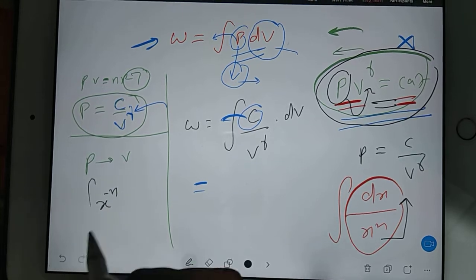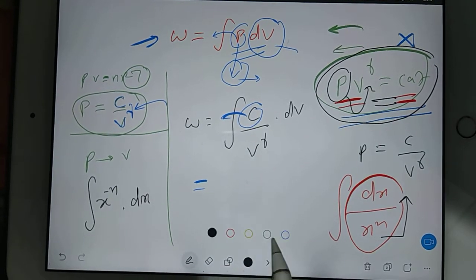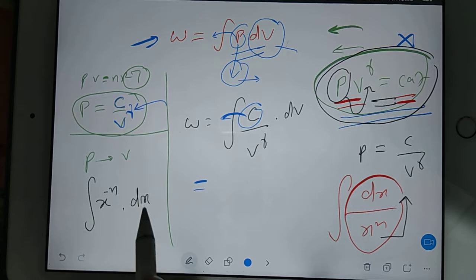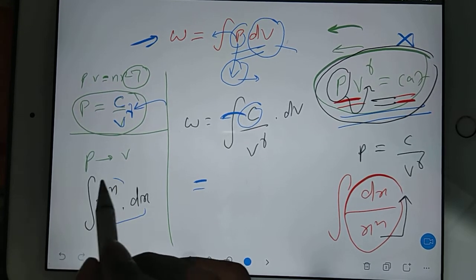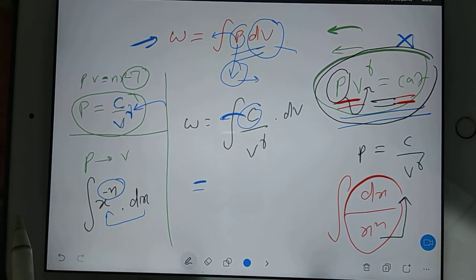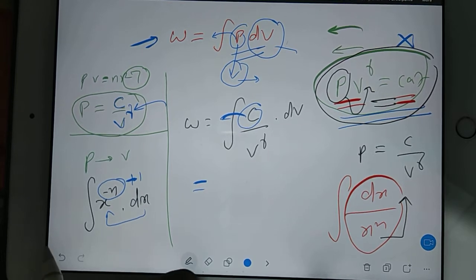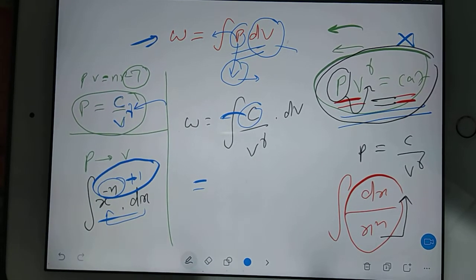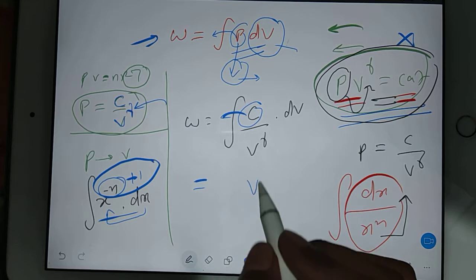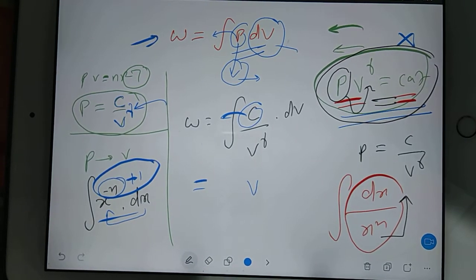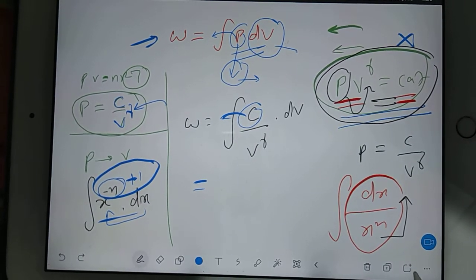It will be x power minus n integration dx. Then integration says if you want to integrate algebraic terms with a power, the trick is add plus 1 and divide by whatever the new power is. Let me explain properly.